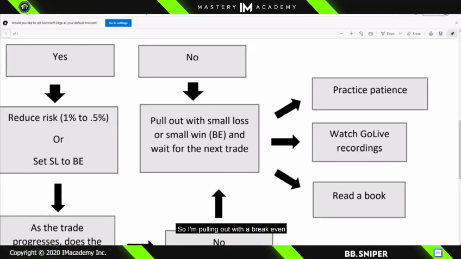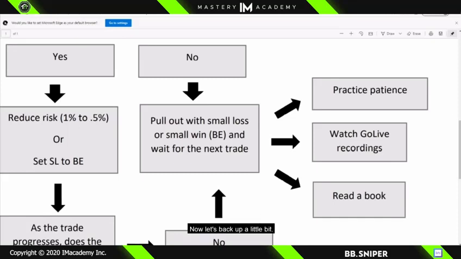Okay. So pulling out with a break even, whether it's a small loss or a small win, then you kind of go back to the beginning, right? And what to do? Well, practice patience, go live recordings, or read a book. Of course, there's other things, sniper course, host a Zoom call, whatever you want to do.